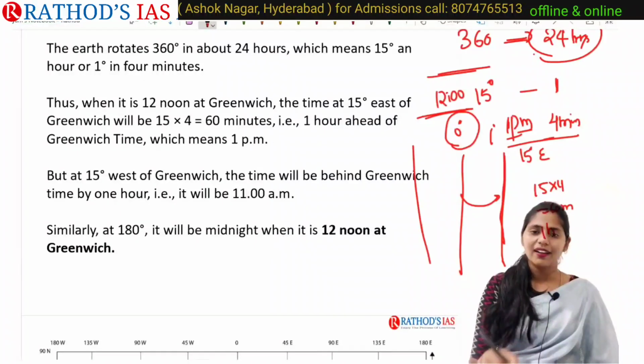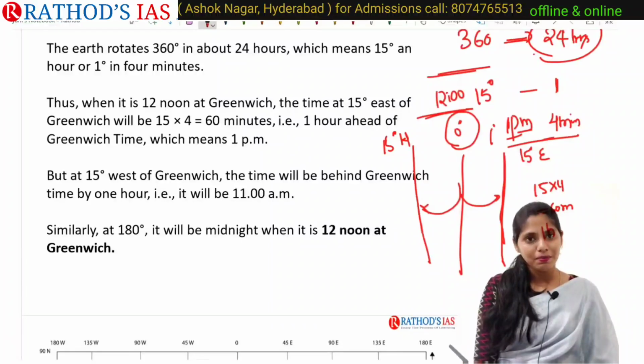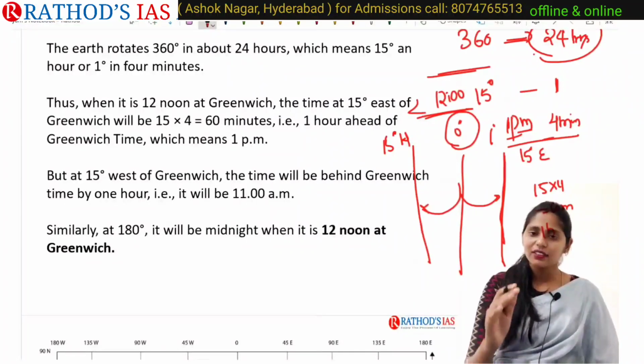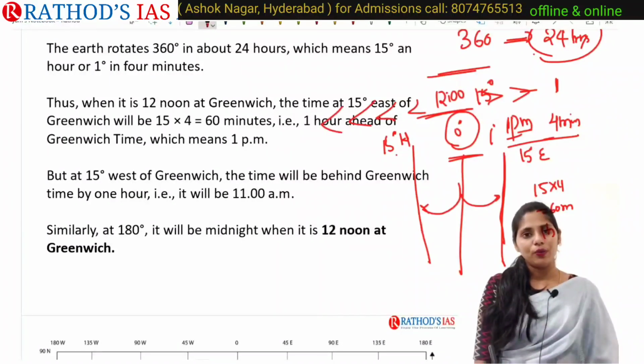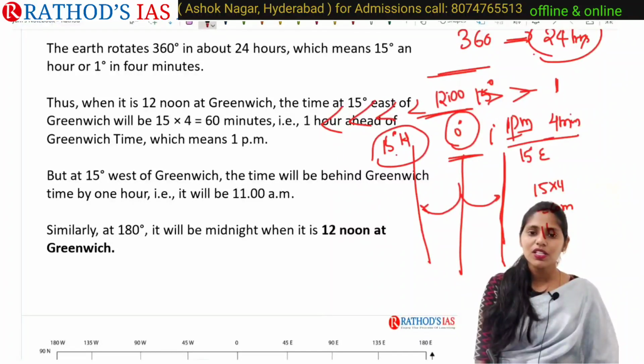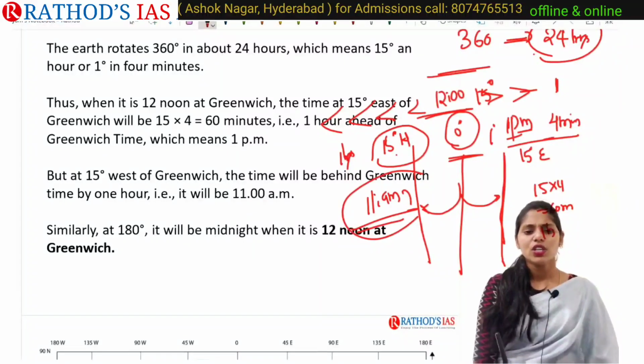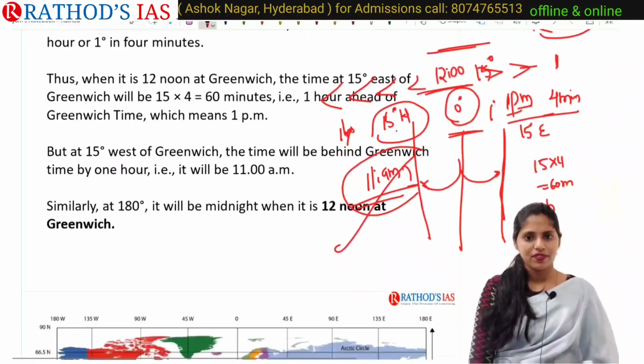And if you want to calculate time at 15 degrees west, the time will be behind, right? So it will be less than 12. If you are calculating east longitudes, the time will be more compared to the 0 degrees longitude. And if you are comparing with west longitudes, the time will be below, right? So here 15 degrees means 1 hour. So 1 hour less than 12, that means it will be 11 a.m. In this way you can calculate time.